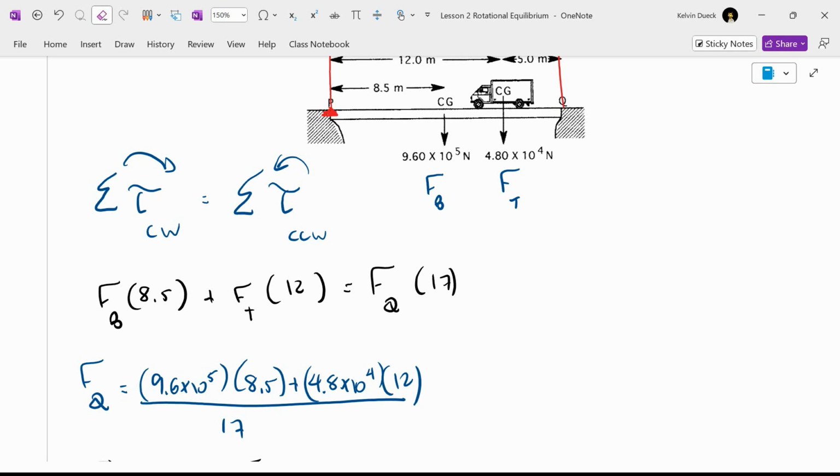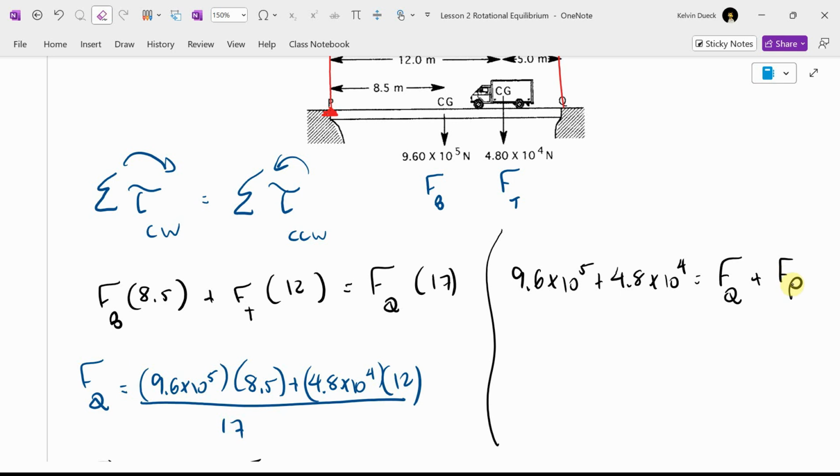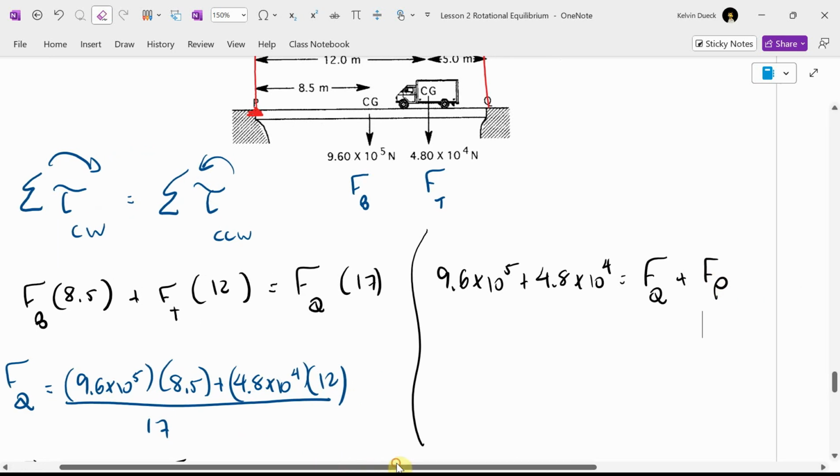Or, is this bridge sinking into the ground like quicksand? Is it flying here like Superman? You know what that means? Everything down has to equal everything up. Yeah, we could also go like this, draw a little line. We could say, you know what? 9.6 times 10 to the fifth and 4.8 times 10 to the fourth, everything down, has to equal FQ and FP, everything up. Joe, how would you get the FP by itself?